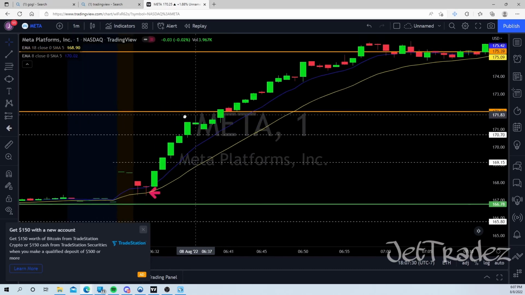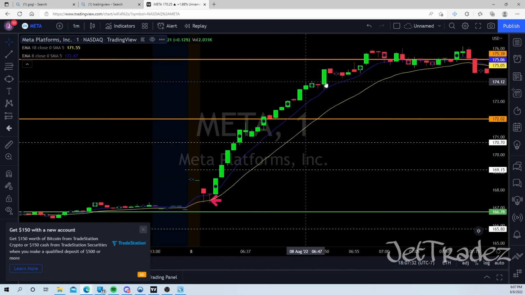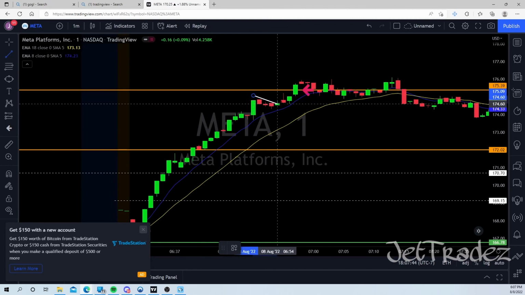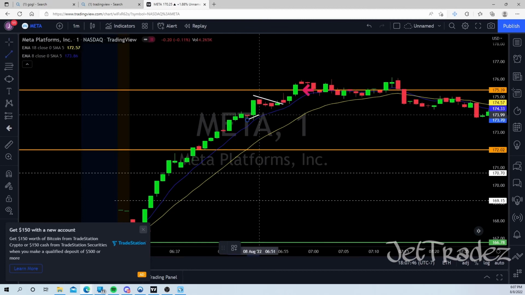I had a trim there, and then I kept holding the rest all the way to 175.43. I did enter around this area. I ended up exiting almost all my position on the big account, but I saw that they were creating a pennant, a little small bullish pennant. Obviously it's bullish because we're in the uptrend.